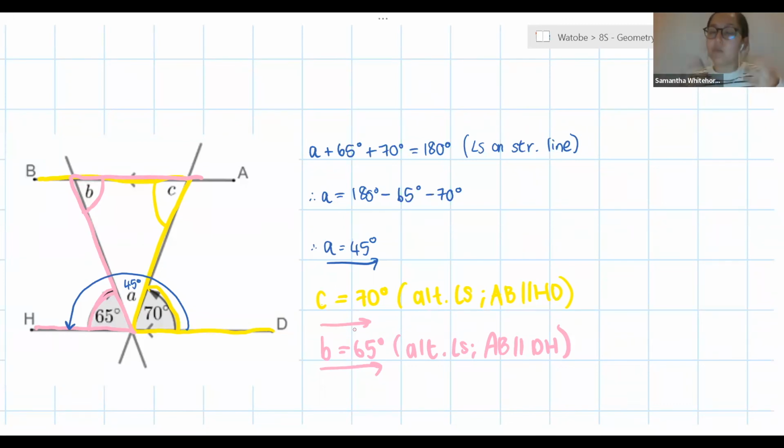But you need to have all of your reasons somewhere in the back of your mind so that you know, okay, I'm looking for parallel lines. Okay, I'm looking for the cross shape. Are they vertically opposite? Do I have any straight lines and angles on those straight lines? And so all of those things will help you to be able to answer these questions.